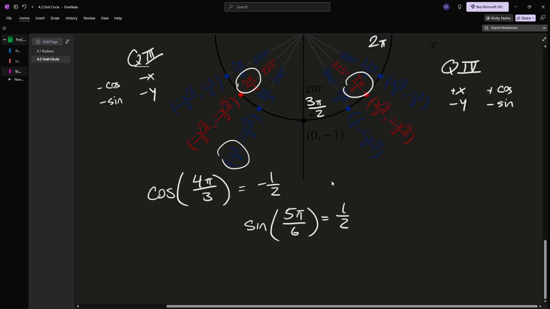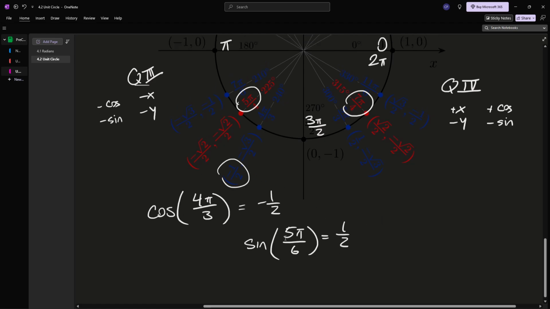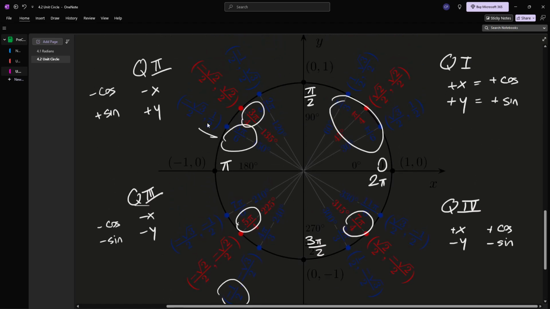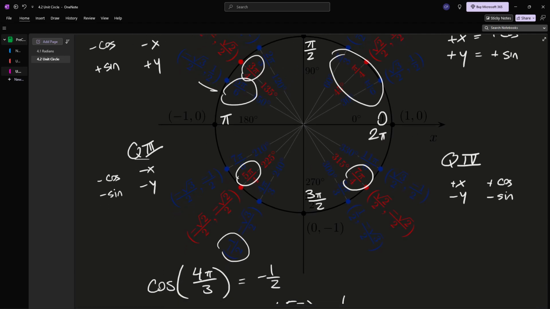So please get comfortable using this. Don't try to rely on your calculator way too much, but make sure with your unit circle, you are comfortable looking at it, solving it out. All right. Thank you.